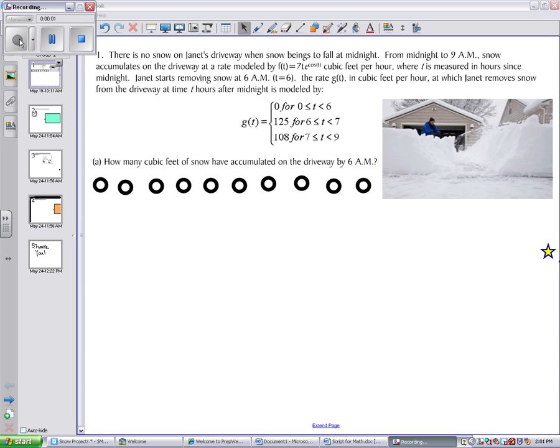There is no snow on Janet's driveway when snow begins to fall at midnight. From midnight to 9 a.m., snow accumulates on the driveway at a rate modeled by f(t) = 7te^(cos t) in cubic feet per hour, where t is measured in hours since midnight. Janet starts removing snow at 6 a.m.